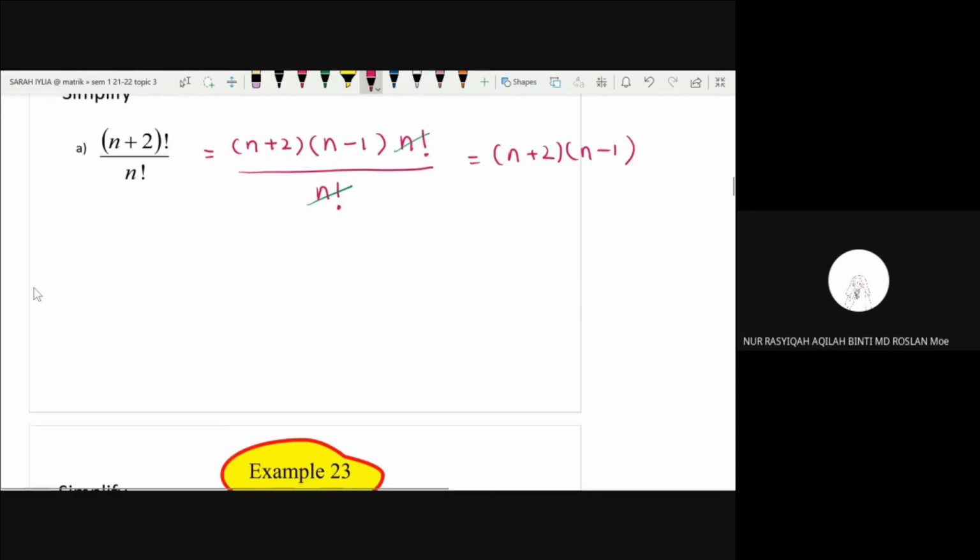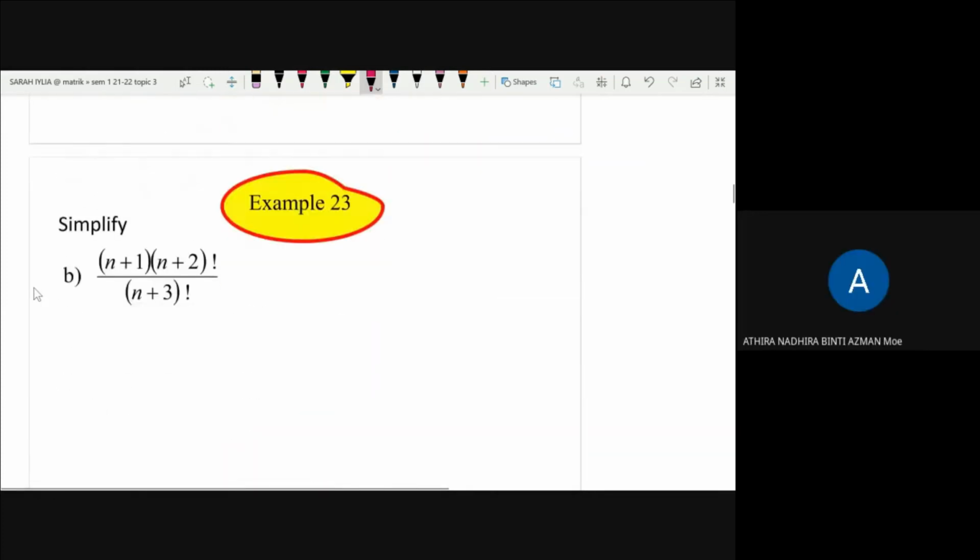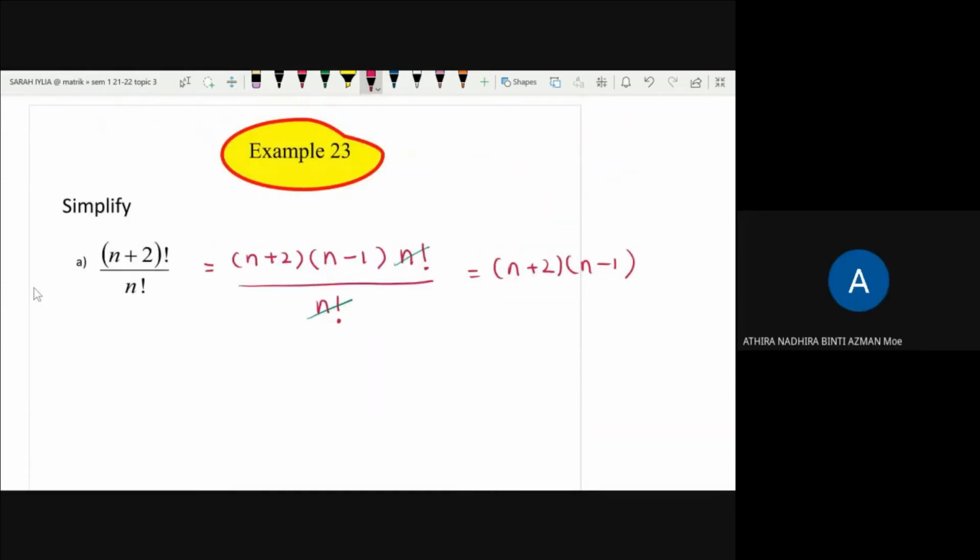Miss, macam mana benda tu boleh dapat negatif 1? Sorry, plus 1. Okay. Plus 1, plus 1. Ini tadi n plus 2 minus 1. So, dia dapat n plus 1.